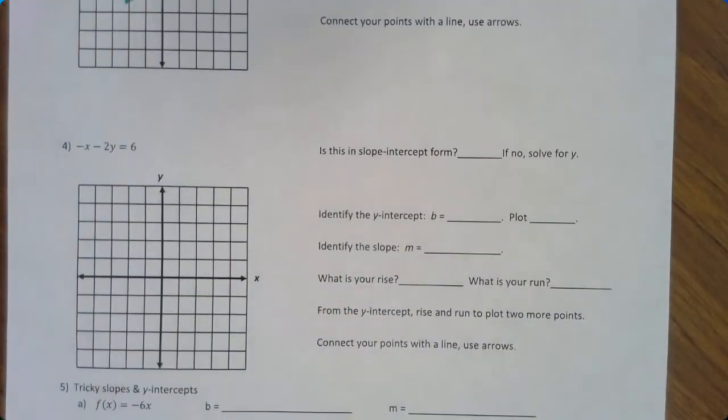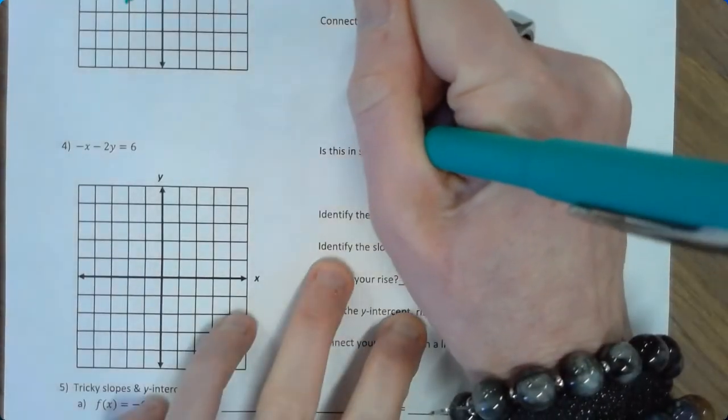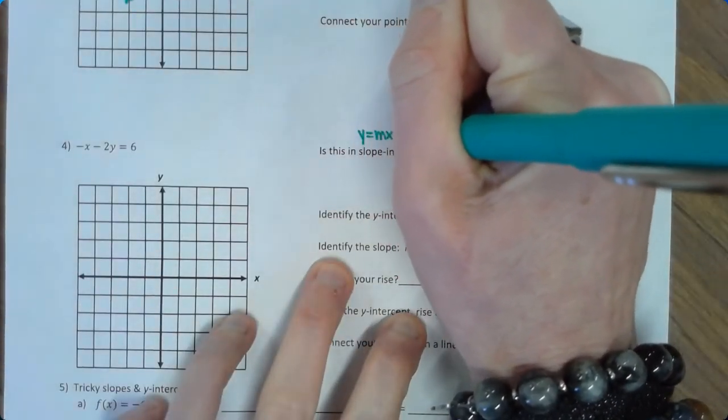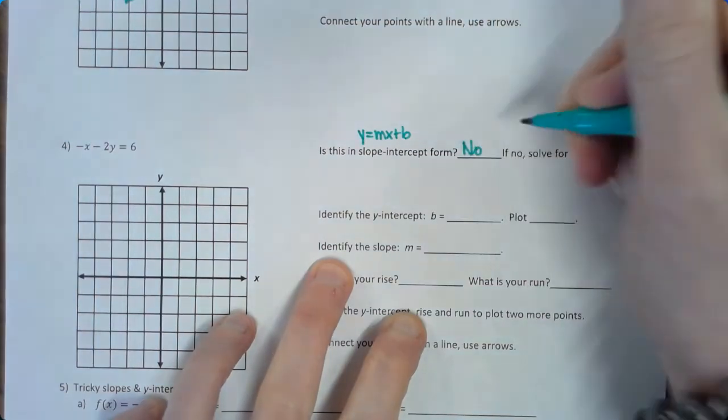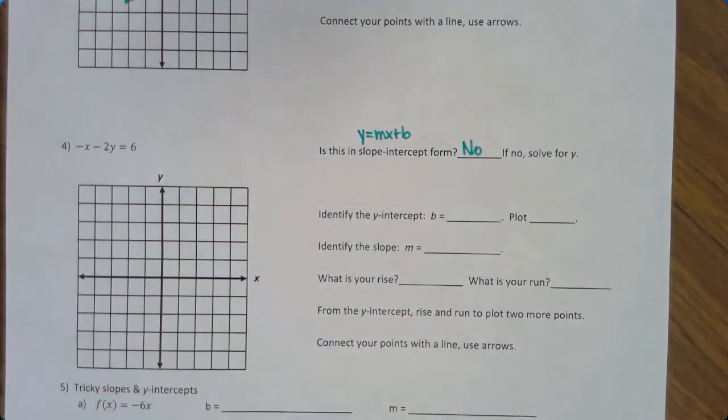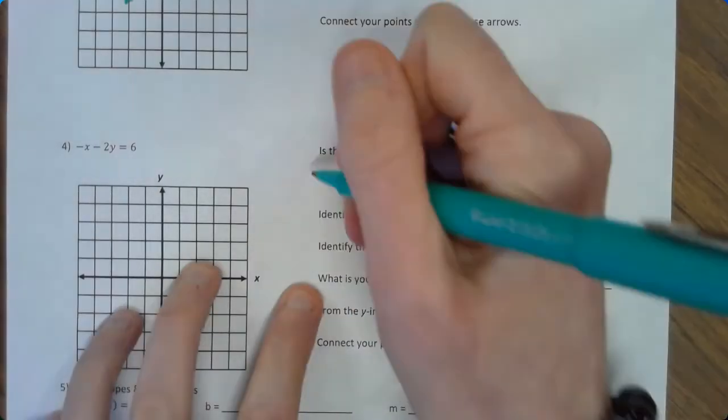So looking at number 4, I want to know, is this equation negative x minus 2y equals 6, is this in slope-intercept form? And if not, I want you to go ahead and solve for y. All right, so hopefully you recognize this is not in slope-intercept form. Again, it's not in our y equals mx plus b format. So hopefully you said, no, this is not y equals mx plus b form. So we're going to solve for y. I'm going to write my work right here for this.